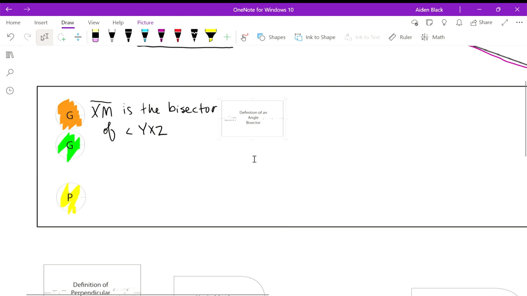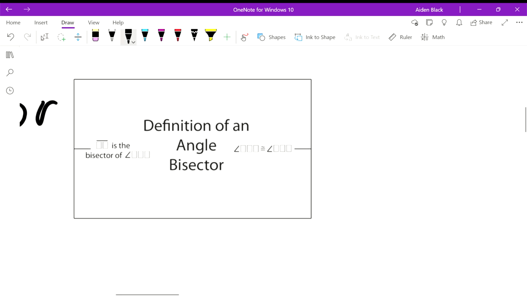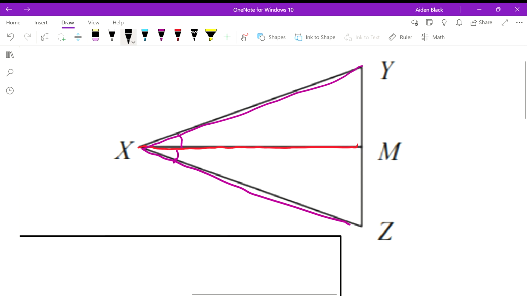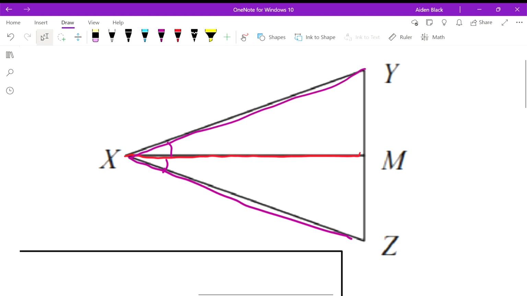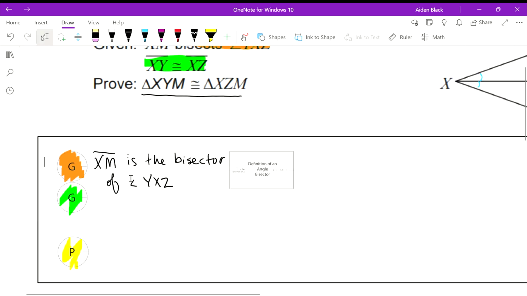That's the input. XM is the bisector of YXZ. Therefore, we know two angles are congruent. Which two angles? Well, we just talked about it right here. We know that YXM is congruent to angle ZXM. Great.